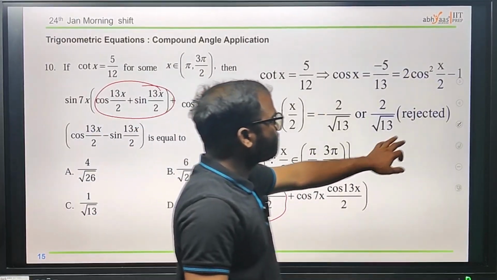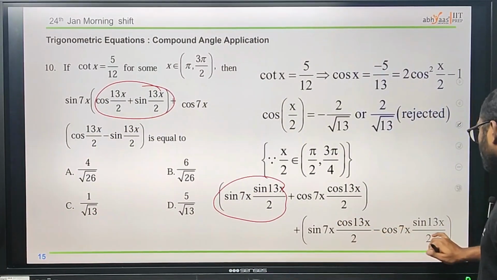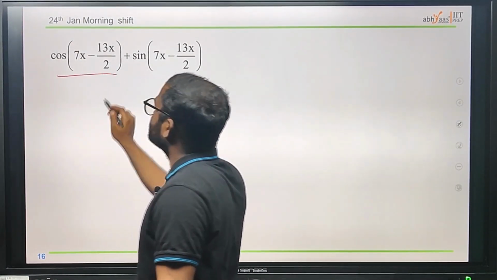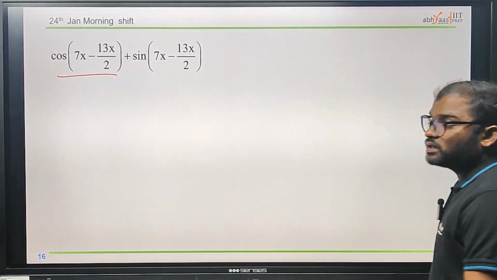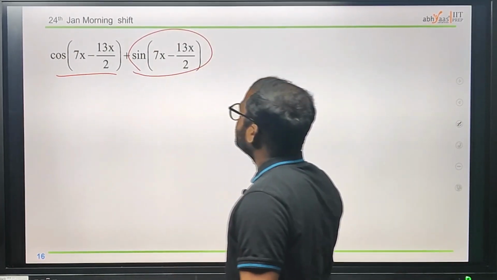After that, similarly, I wrote it here. Now the next thing you need to do, we can write it as cos of 7x minus 13x, by using the trigonometric identities. Now sin of 7x minus 13x by 2.